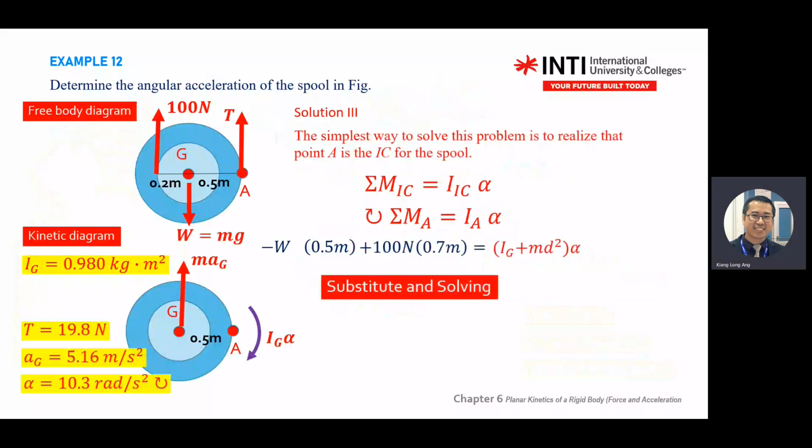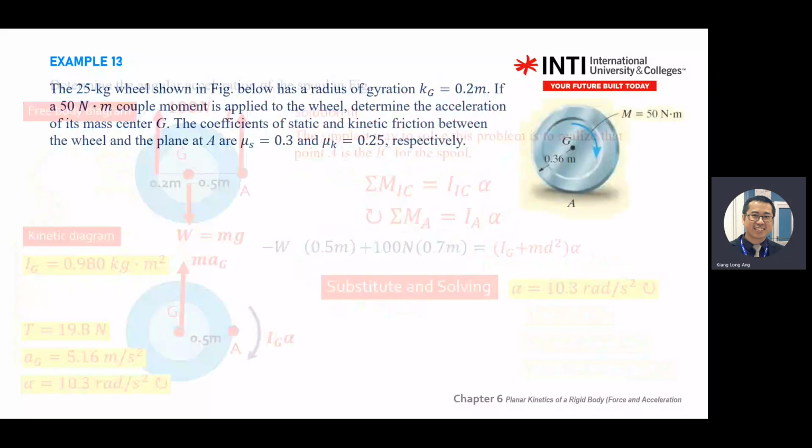Right. I_G is from the table. d, you calculate as the distance from the center of gravity. Okay, you still get the same answer.